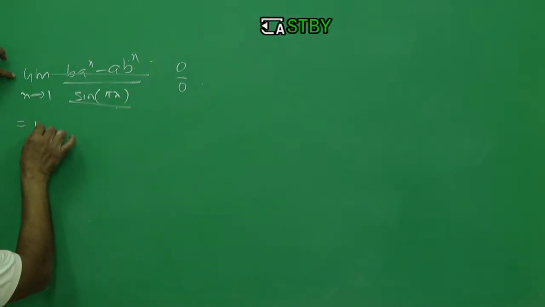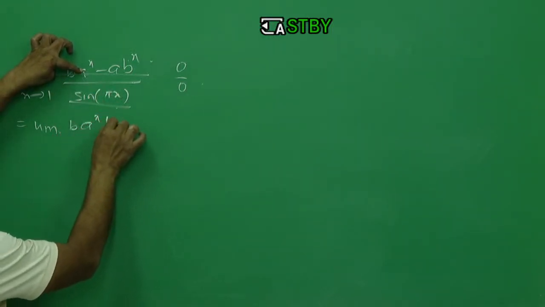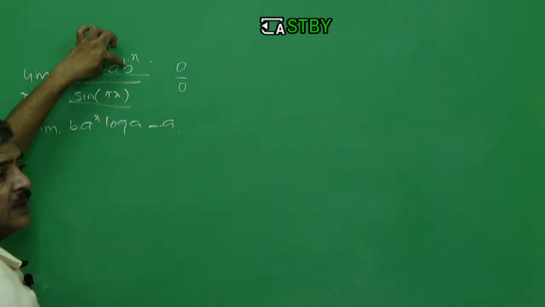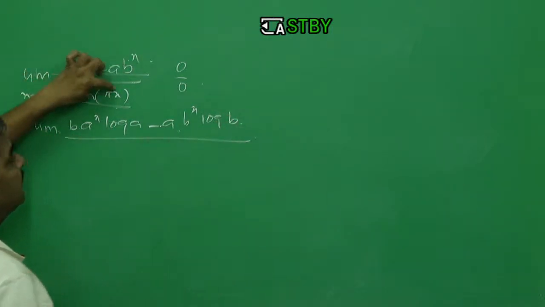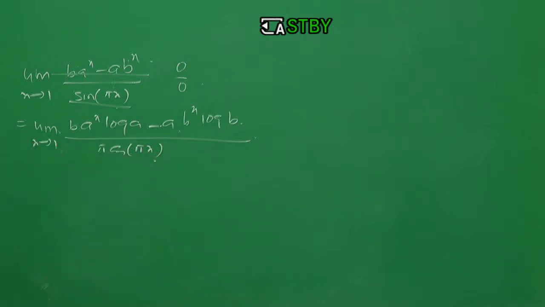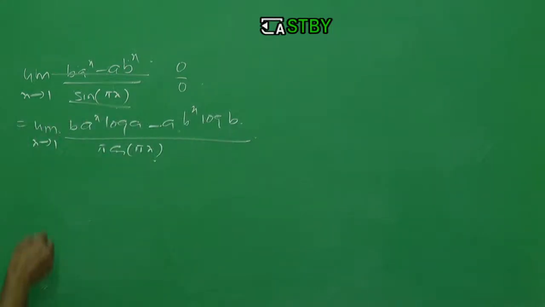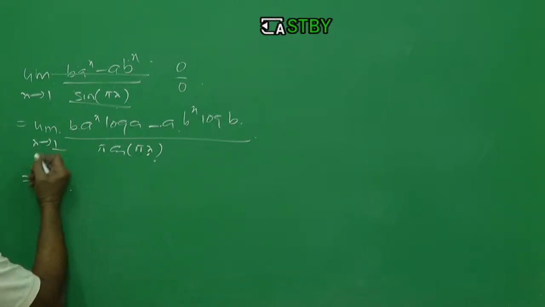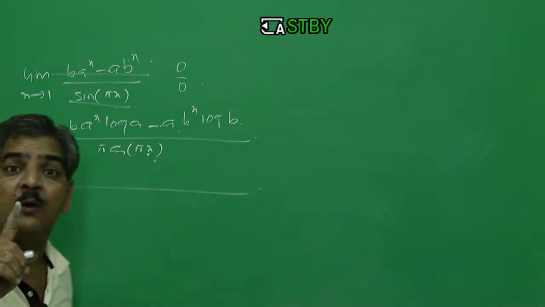How to differentiate? This is equal to limit of b constant, derivative of a raised to x is a raised to x log of a, minus a, derivative of b raised to x is b raised to x log of b, whole upon derivative of sin of pi x, cos of pi x into pi, x tends to 1. It's correct. Now if I put x is equal to 1 in the denominator, I think denominator will not be 0. Let's put x is equal to 1 in the denominator. If I substitute x is equal to 1, so cos of pi is equal to minus 1.